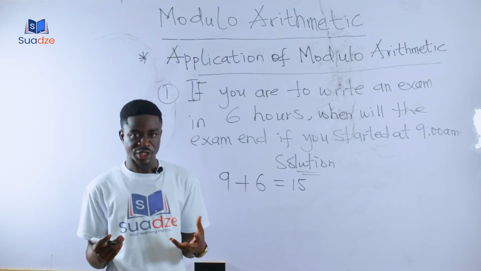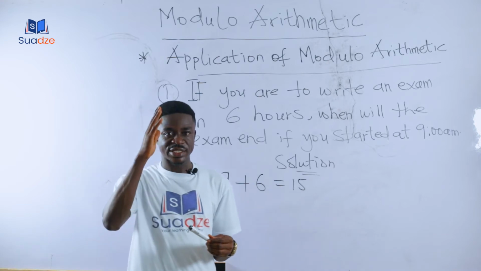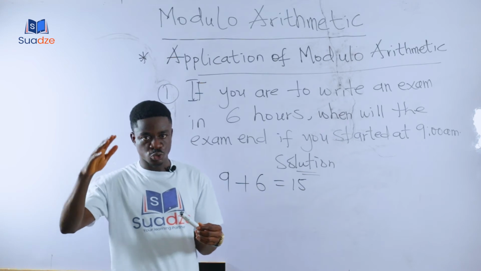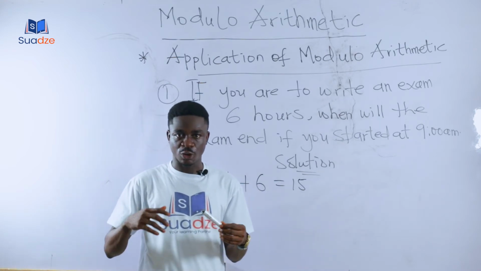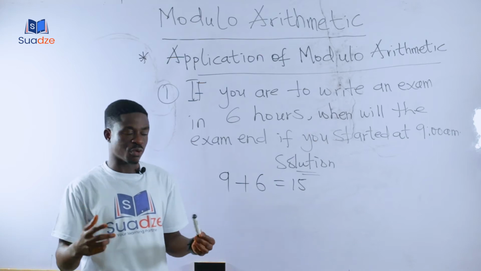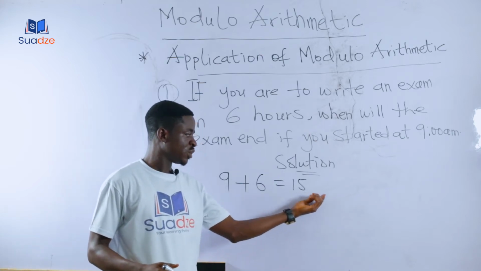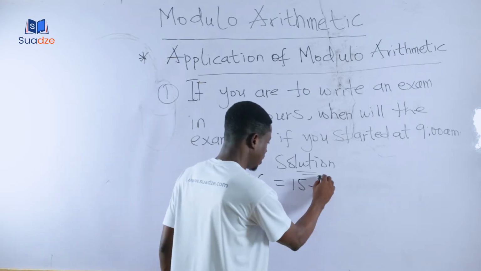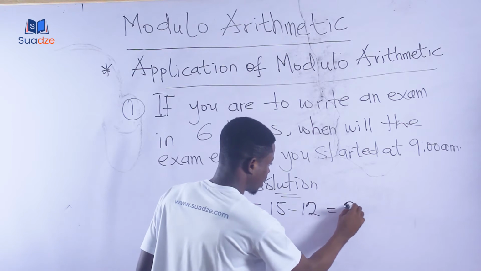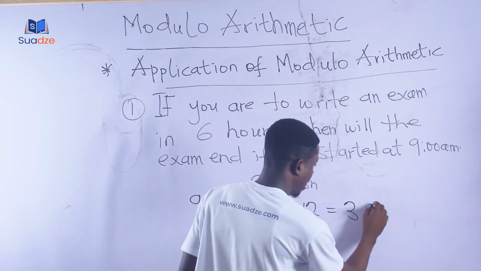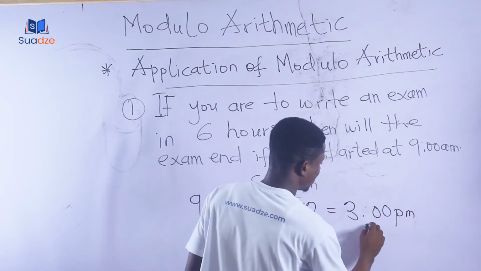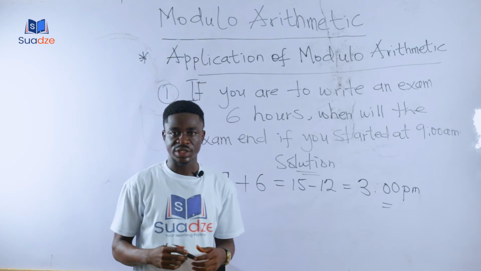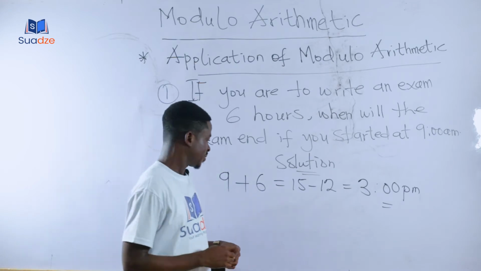So in time, you realize that the time ends at 12. Once you get to 12, it rolls over to 1, 2, and 3. So which means that the clock is in modulo 12. Because our answer is 15, we are going to subtract 12 from our answer. So this is going to give us 15 minus 12, which will give us 3. So it means that you are going to end the paper at 3 o'clock p.m. So that is the first example with application of modular arithmetic. Let's look at the second example.